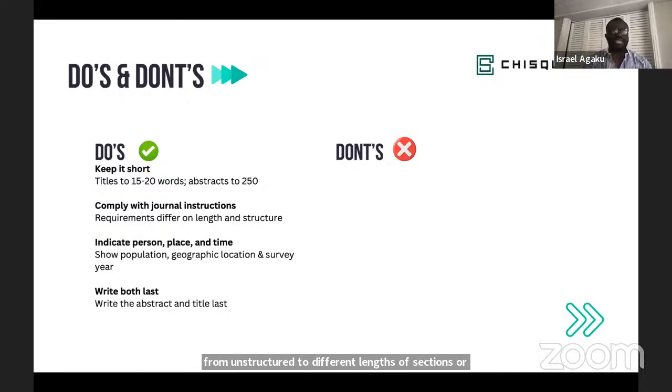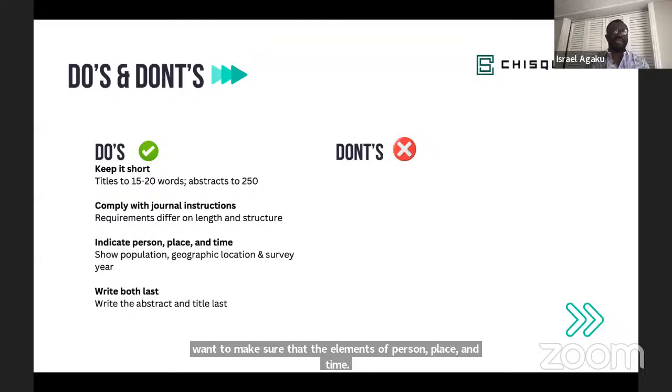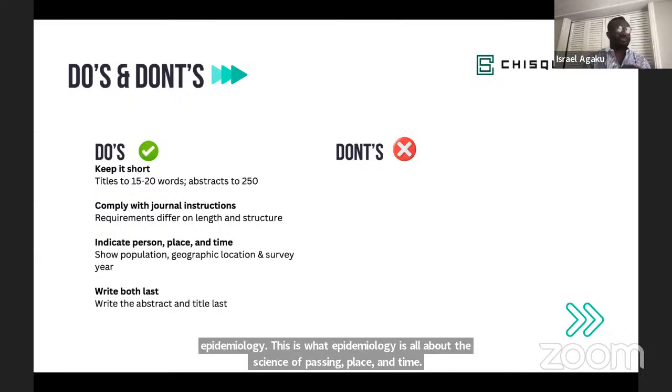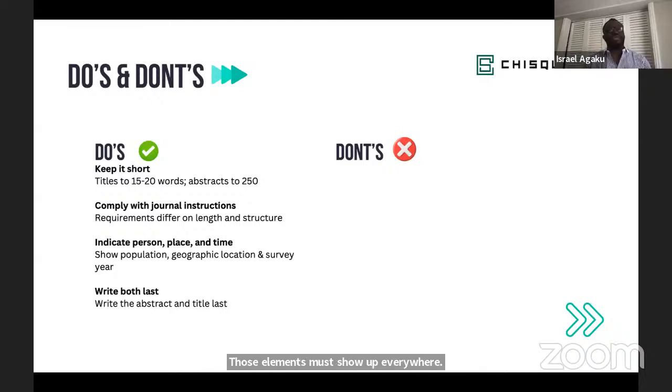You want to make sure that there are the elements of person, place, and time. If that's one thing you learned from this class today, person, place, and time. This is what epidemiology is all about, the science of person, place, and time. Those elements must show up everywhere. In the title, you must see elements of person, place, and time.